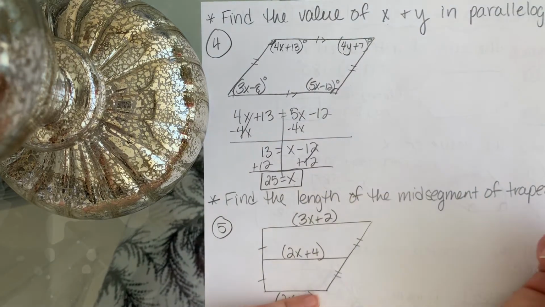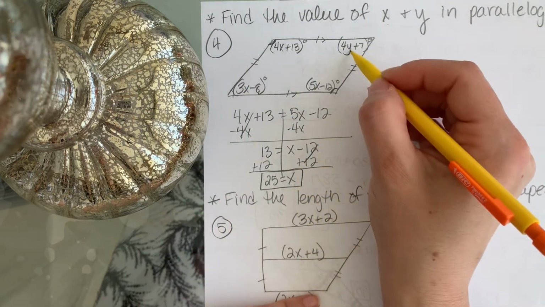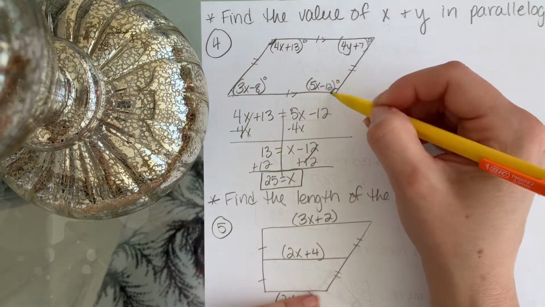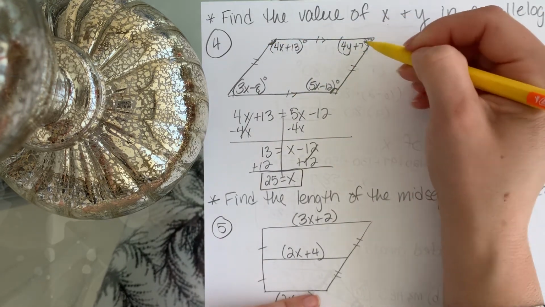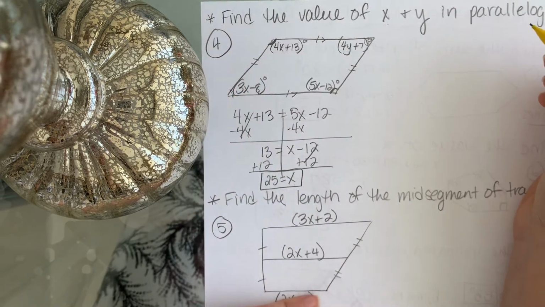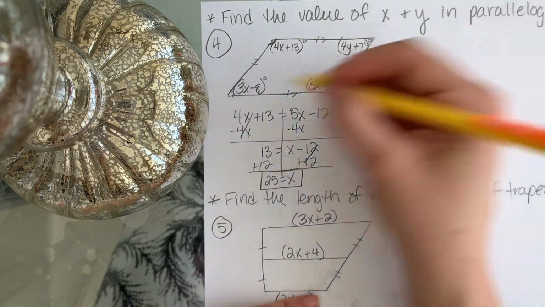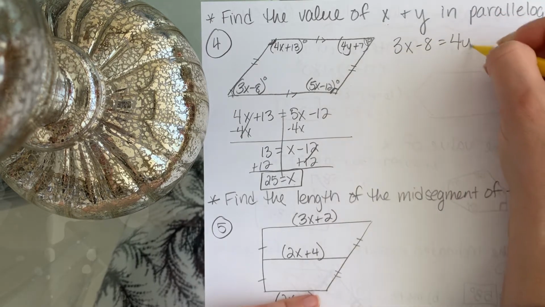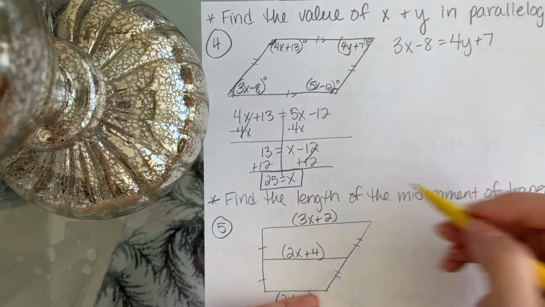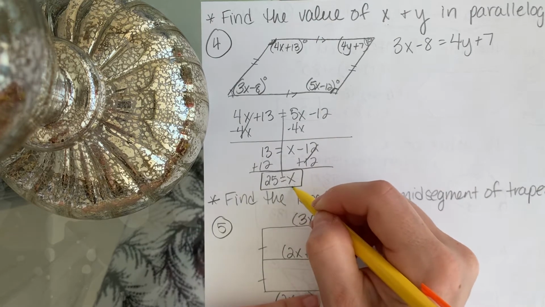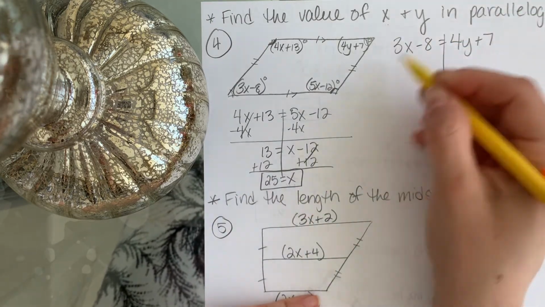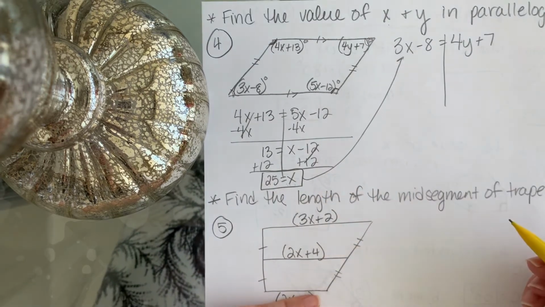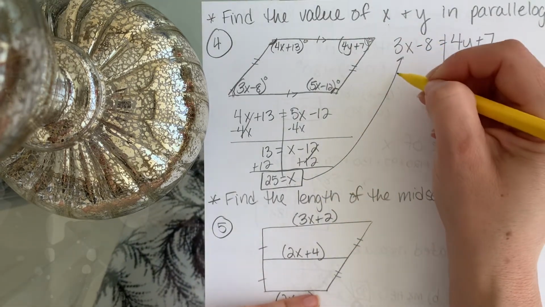Now I need to find y, but I need to use this x in order to find that y. If these two angles were congruent, that means these two angles are also congruent. So how do I set that up? I have 3x minus 8 equals 4y plus 7. But guess what? I know what x equals. I can't solve this the way it is because it's two separate variables, but I know what x equals. So I'm going to plug that in.